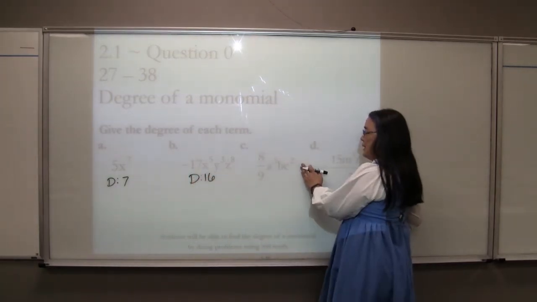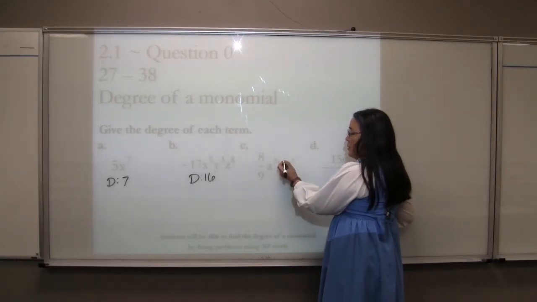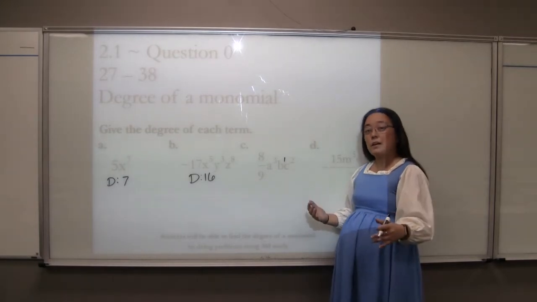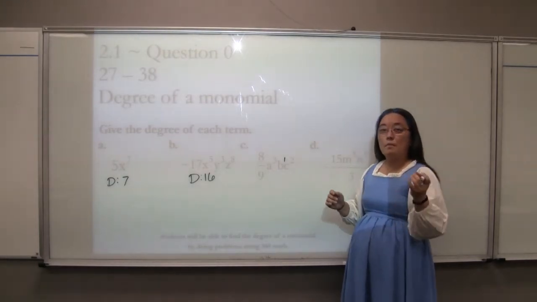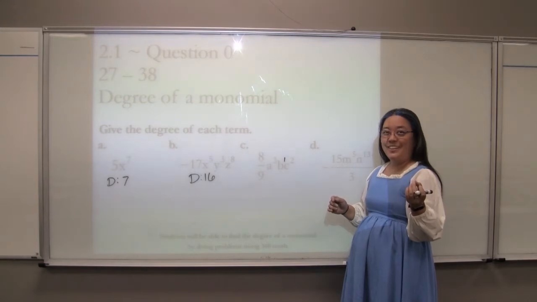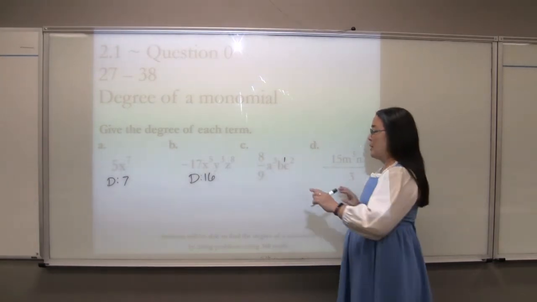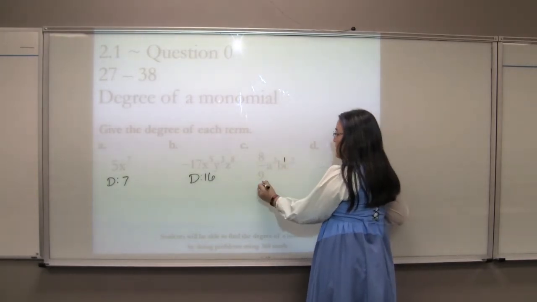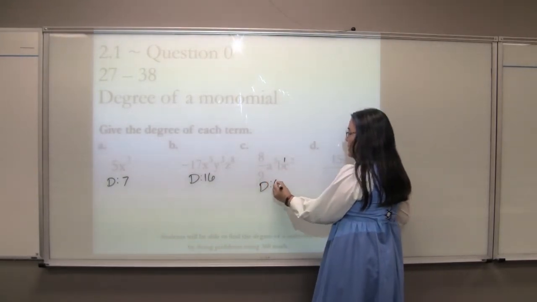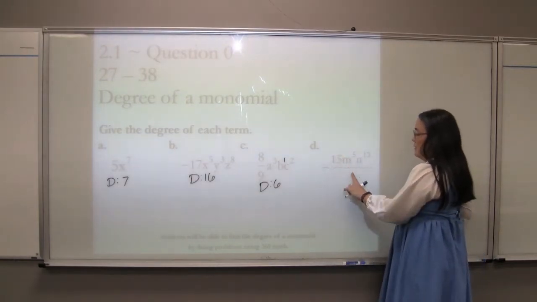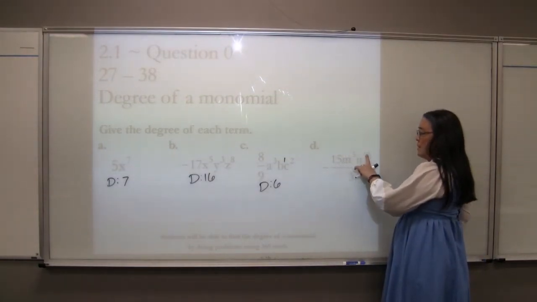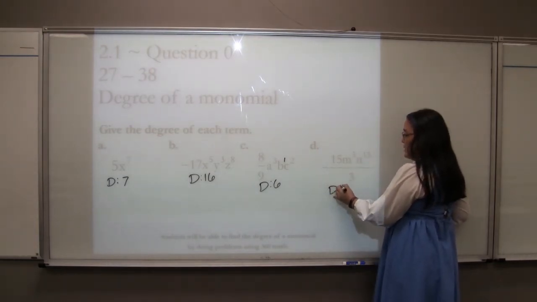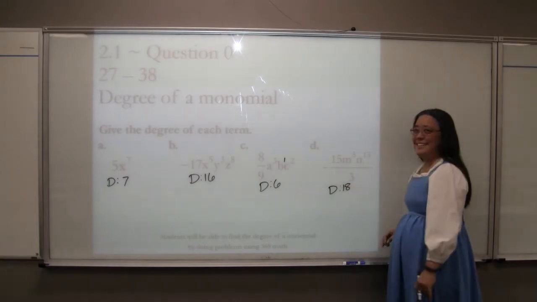Here, again, many exponents. Notice that here we have an invisible exponent of 1. You might want to write that in because a lot of people will forget it and think it's a 0. But remember from chapter 1, if that's a 0, then the entire term becomes 1. So here we have 3 plus 1 plus 2. 3 plus 1 is 4, 5, 6. The degree of this is 6. And here, even though there's a denominator, all of the variables are in the numerator, and we have 5 plus 13 is 18. So the degree of this is 18.